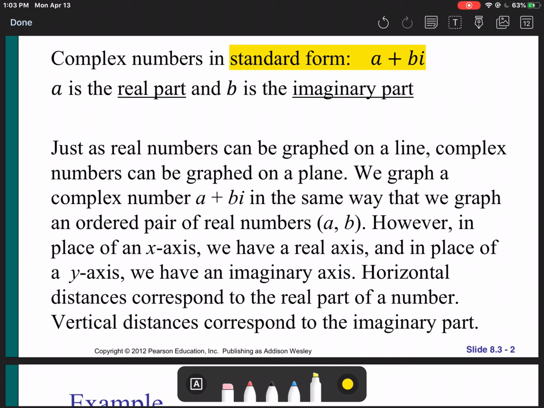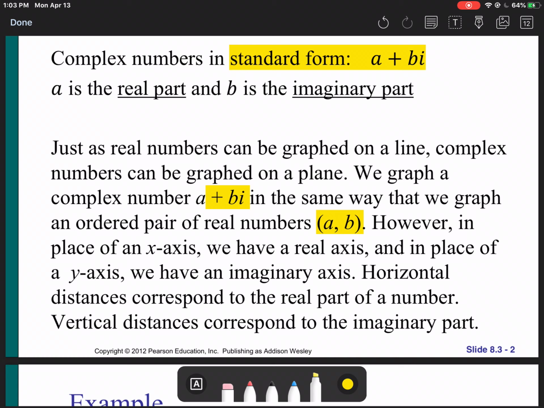So what we do is we develop a different coordinate system. It's still going to be a rectangular coordinate system, but instead of using points of the form x and y, or coordinates x and y, we use points with coordinates a, b. So just as we can graph real numbers on a number line, complex numbers can be graphed in a plane. We graph complex numbers a plus bi the same way that we would graph an ordered pair of real numbers. But instead of calling them x and y, we'll call them a and b, the real part and the imaginary part.